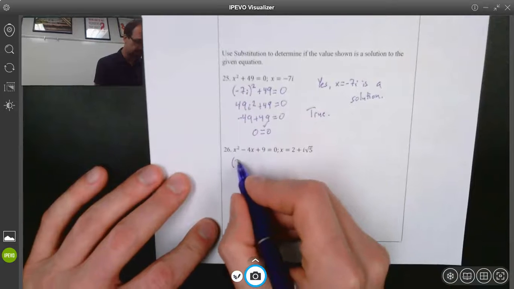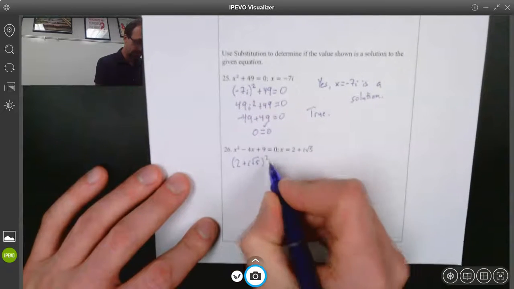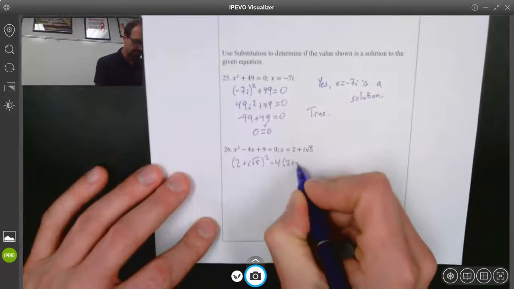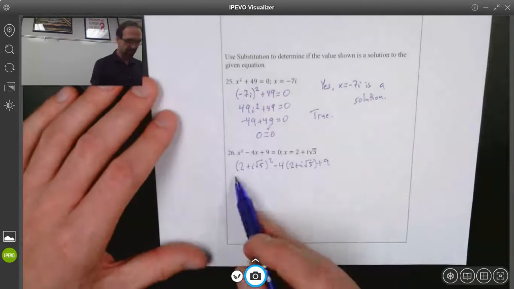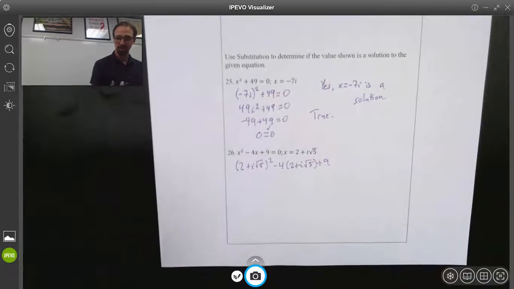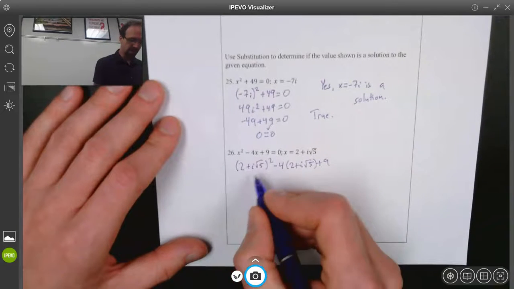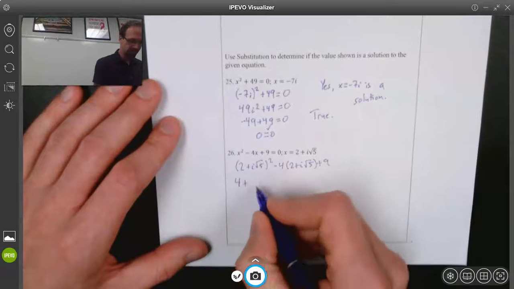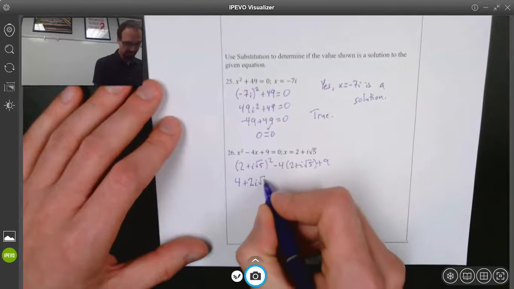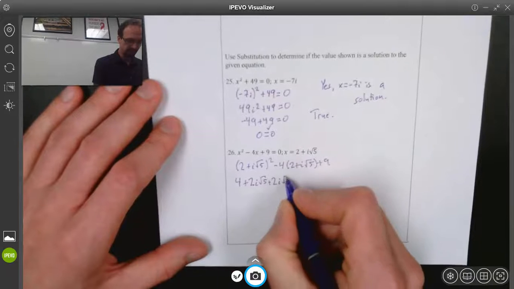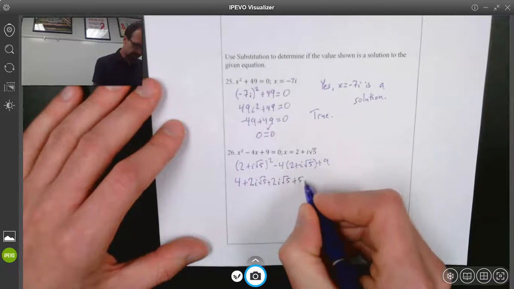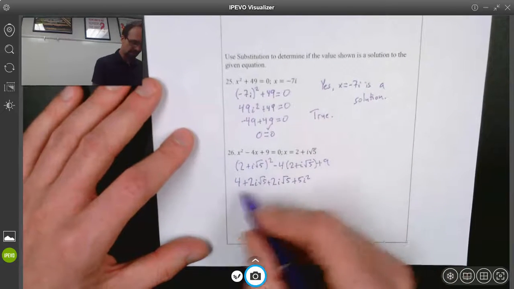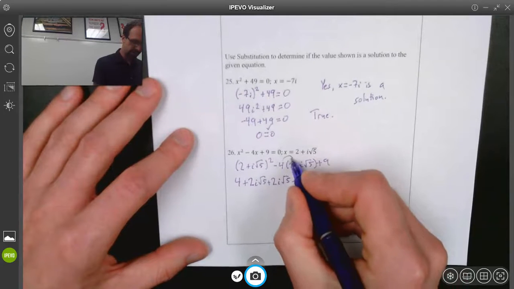2 plus i root 5 squared, minus 4 times parentheses 2 plus i root 5, and then plus 9. When you square this, be careful. A lot of students just square each term individually. Remember, this is a binomial, so you need to do each part squared and then the middle term. So that's going to become 4 plus 2i root 5 plus another 2i root 5. You can do the table method to verify that this is in fact true. And then I'm going to have i squared times 5, so that's going to be 5i squared.